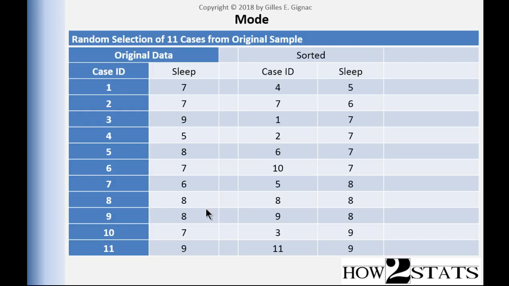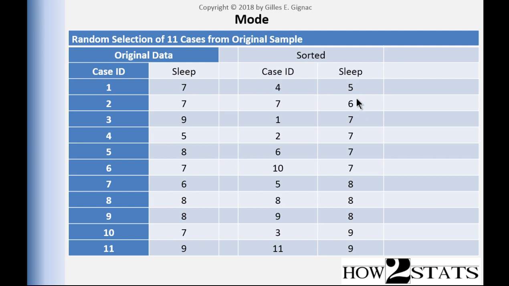So here's a sample of data, which is consistent with the sample size 11 sleep data, to identify the mode as an example. What we have here are 11 cases that are ordered from case 1 all the way to case 11. We can see that we have unorganized sleep values here: 7, 9, 5, 8, 7, 6, 8. And what I did is I sorted the data, just like I did in the example for the median, from lowest to highest.